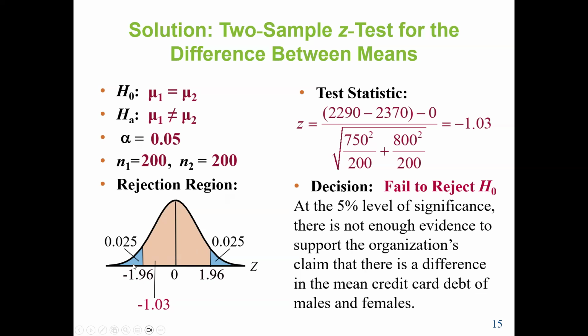We also use the standard normal table to find, again, the critical value, which in this case, with 0.05, is two-sided. So we have 0.025 on the right and left. And finding it, we get negative 1.96. And then we do our z statistic, and we get negative 1.03. Negative 1.03 falls inside the fail to reject area, which is the brown area.